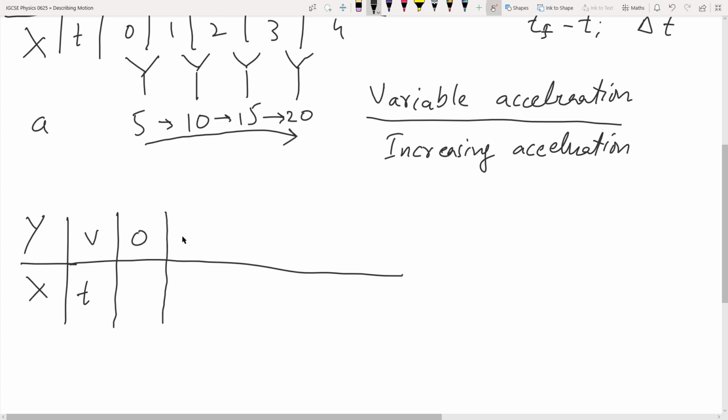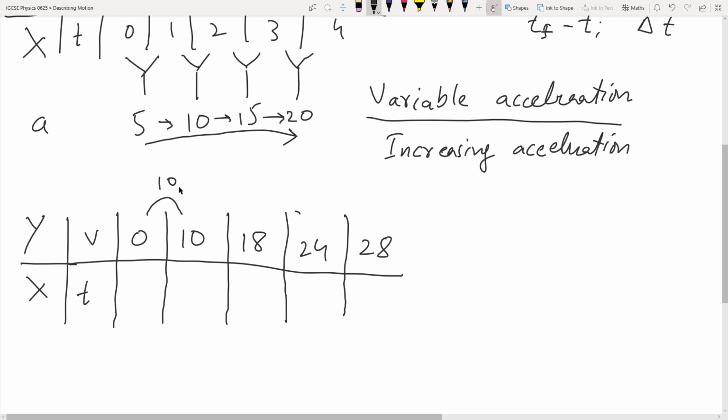We jumped up to 10, then we went to 18, and 24, and then finally to 28, right? Now if you see the difference, it is 10, it is 8, it is 6, and this is now 4. Now the speed is increasing, right? Speed is increasing.